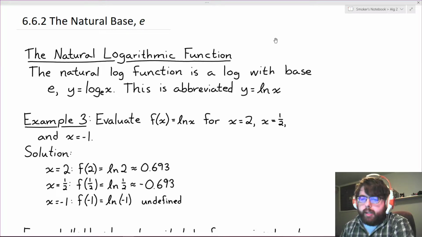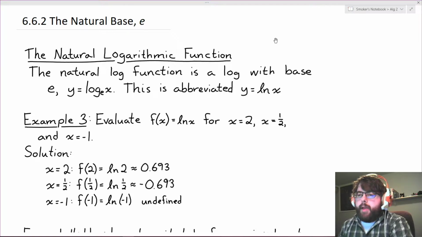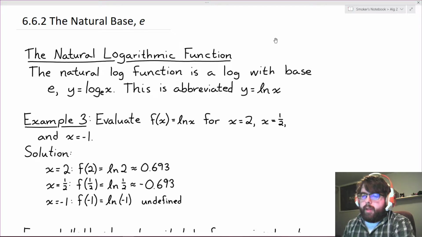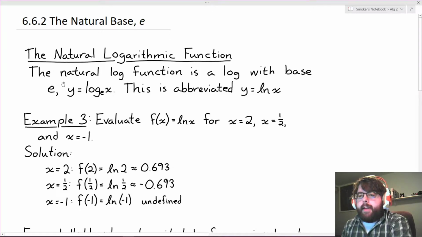The number e, remember e is a number, not a variable. And when e is the base of a log, we call this a natural log because e is a natural number. And the natural log function, so log base e of x, can be abbreviated as ln of x. Just like the common log, log without a base, means base 10. Well, we have ln, which is log with base e. We just abbreviate that ln.